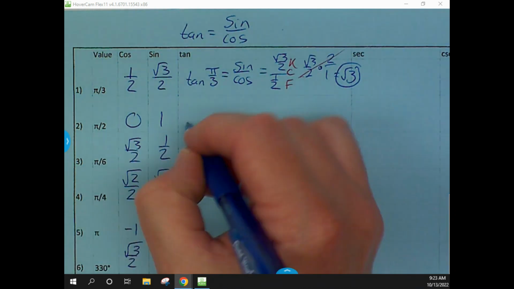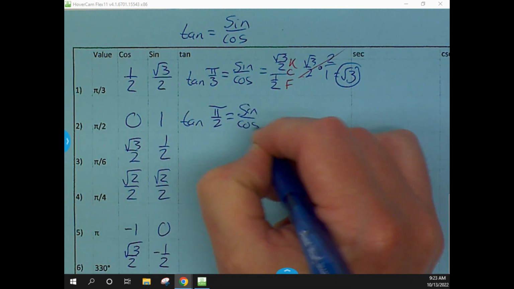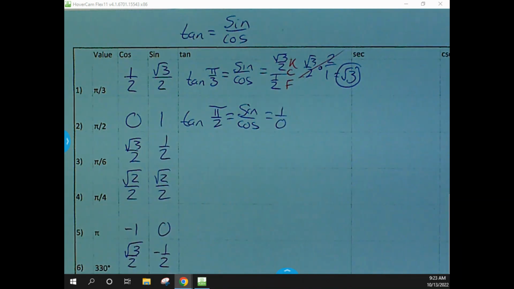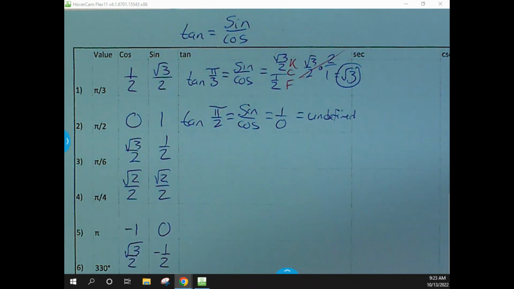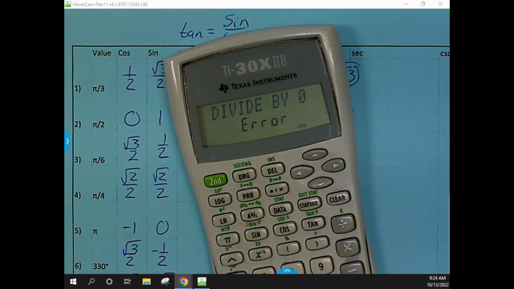Okay, so if we do tangent of pi over 2, which is this number, again, it is sine over cosine. Sine is 1. Cosine is 0. It's 1 over 0. There we go. Undefined. If 0 is on the bottom, it's undefined. And that is the answer in that case. If you try it on your calculator, it doesn't say undefined, but it says divide by 0 error, which is basically the same thing as undefined.